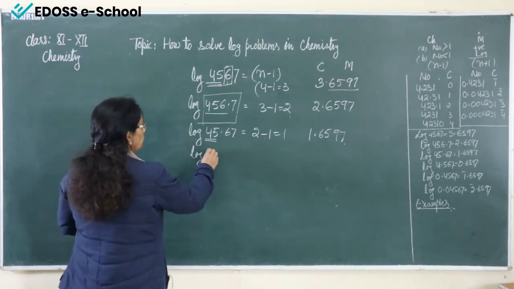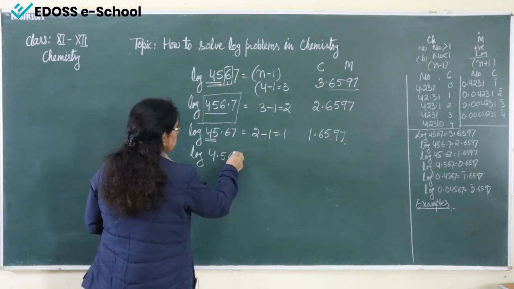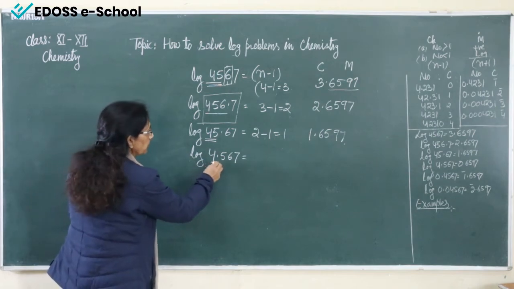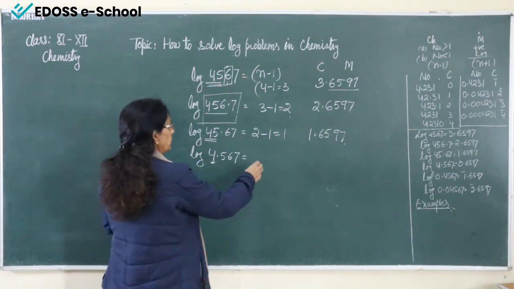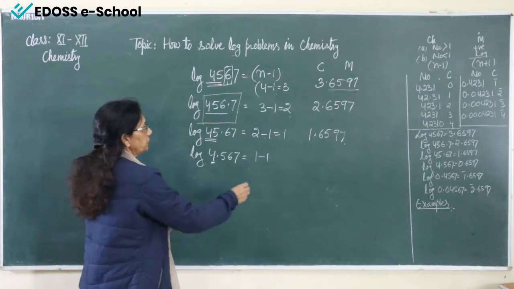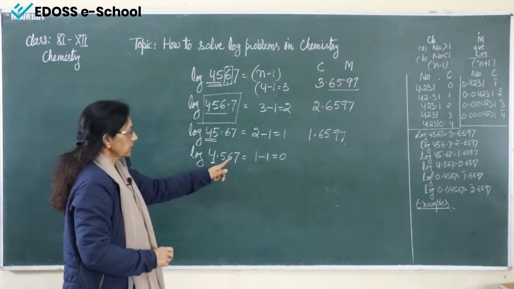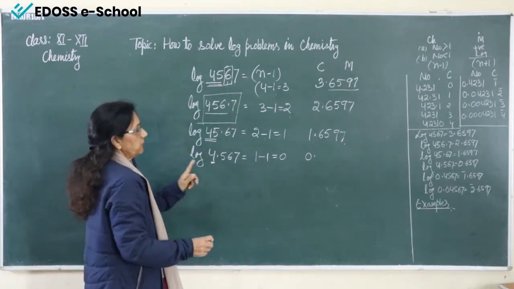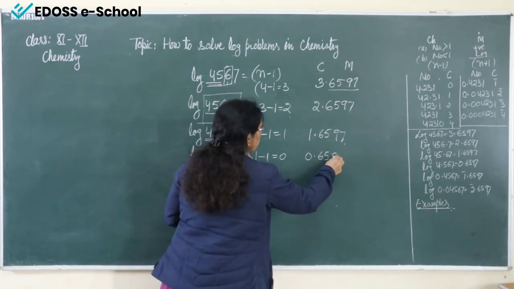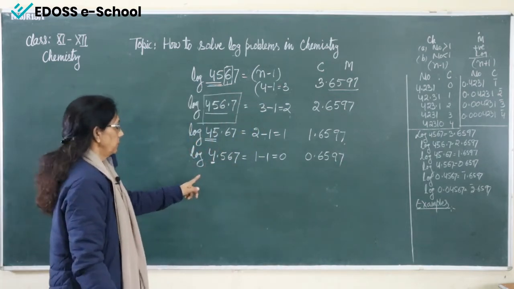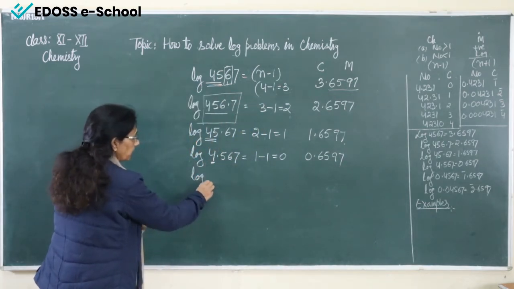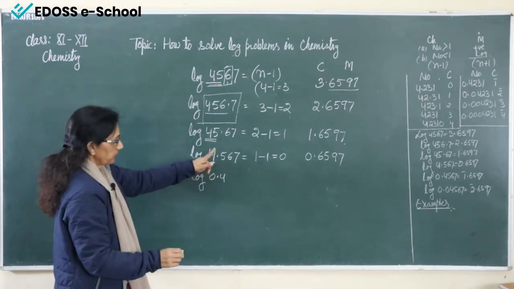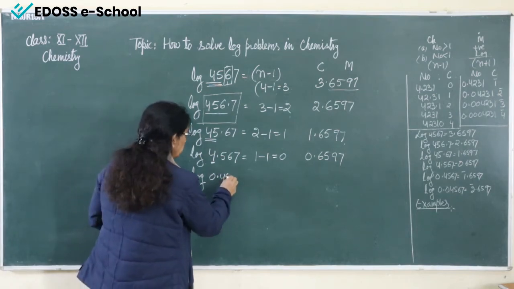Okay, and the same number now see. If this is 4.567. Now see here, now n is 1. So this will be 1 minus 1. That means 0. So the characteristic of this log will be 0. So this is 0 and mantissa will be same, 0.6597. Okay. Now see again in the same number, if this point is coming here, one more place it is shifting, 4, 5, 6, 7.